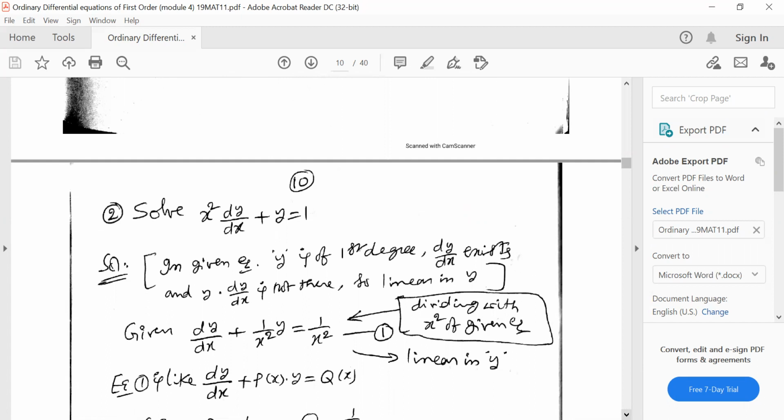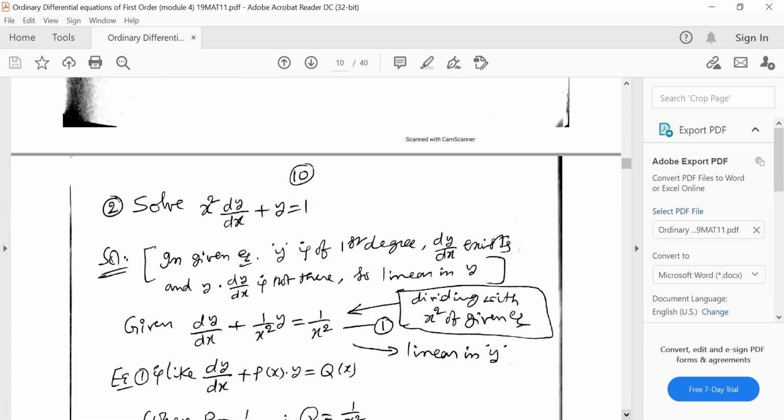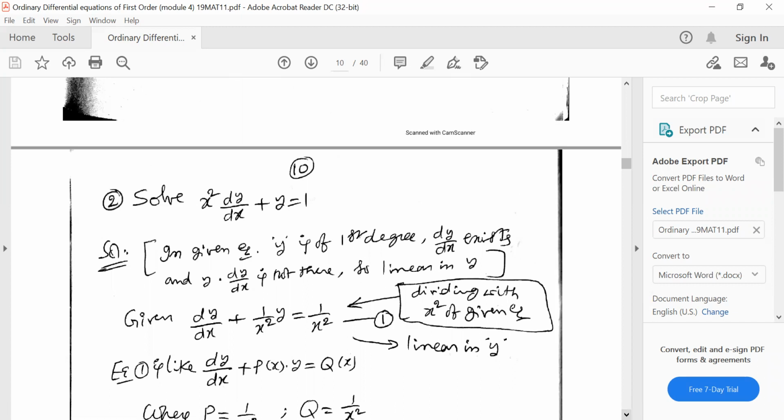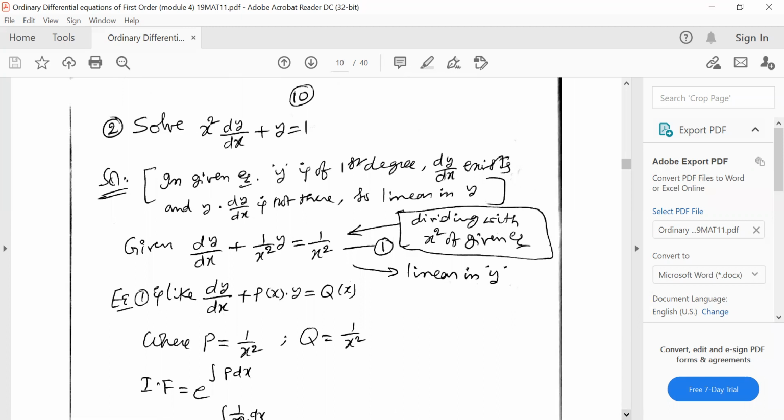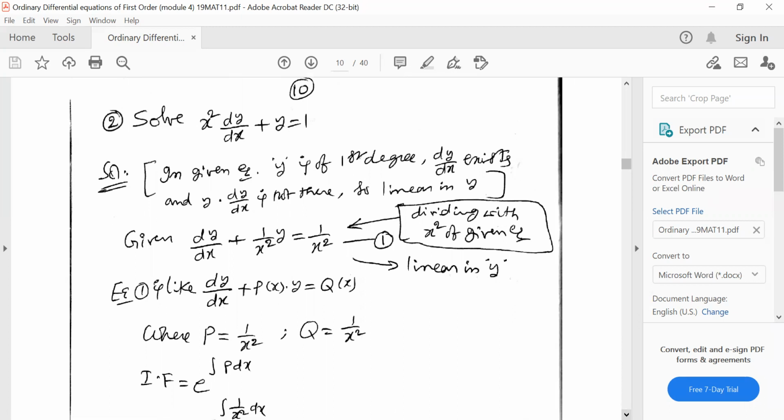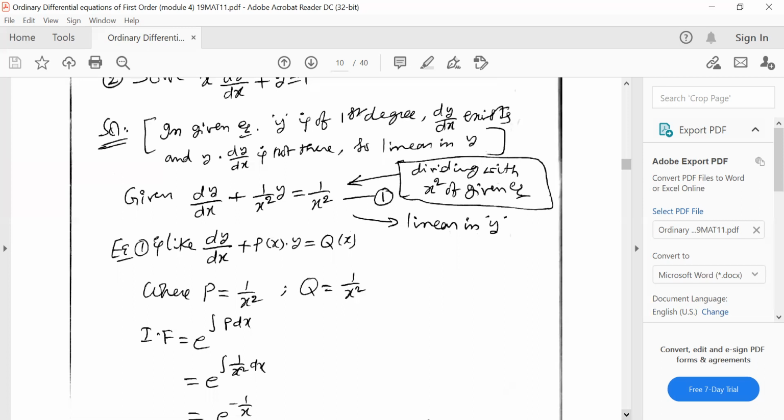If you observe here, y and dy by dx are not multiplied together and the degree is 1, right? So why can't we try with linear in y? It's a trial. But dy by dx is with x square, so let us divide this by x square and see. Once we divide it, you can see that it is in the form of dy by dx plus y into function of x equals function of x. With a small exercise, dividing by x square, we get this form. So with this we will come to know that it can be done with linear.